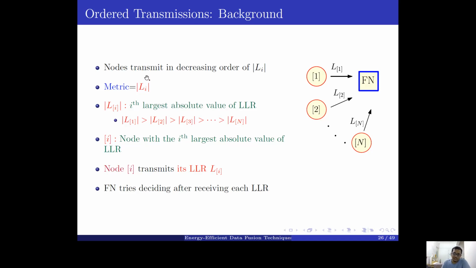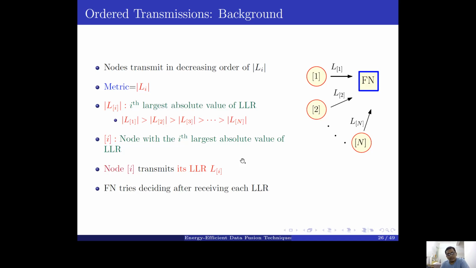If you recall the discussion from the previous section, this can be realized using the timer-based scheme, with the metric being |Li|. Here we define |L|[i] as the ith largest absolute value of the LLR. Thus, |L|[1] denotes the largest absolute value of the LLR, |L|[2] denotes the second largest absolute value of the LLR, and so on. We denote [i] as the node with the ith largest absolute value of the LLR.